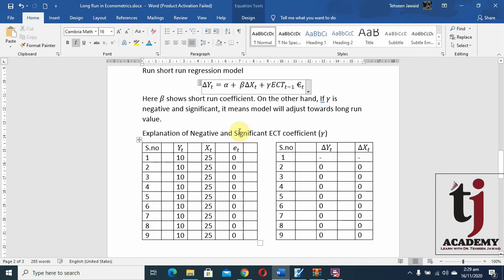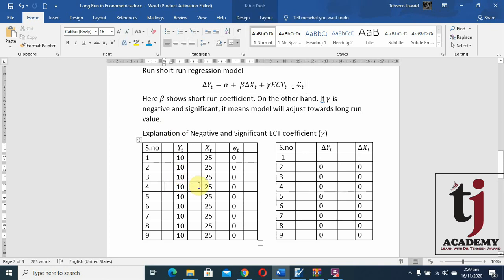Now what we are trying to understand is the negative and significant sign of gamma. Why is it necessary for long run adjustment? Here we suppose that the model faces some shock, and the equilibrium value of 10, after facing some shock, would be 5. So if the estimated equilibrium value is 10, but due to some shock the actual value would be 5, this is the actual value 5 and 10 is the estimated value.